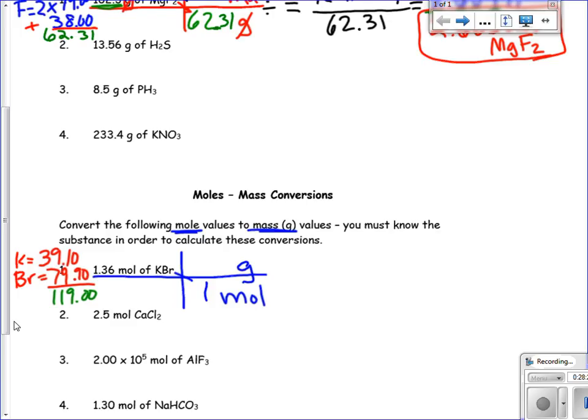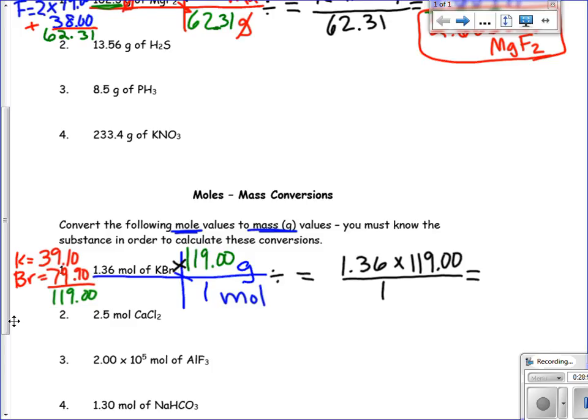So this is going to be 119.00 is my grams. Now once again, remembering how the T-charts work, this is multiply, this is divide. So how this one looks would be 1.36 times 119.00 divided by 1, basically. So you can kind of mentally skip that step once you get in the routine of dividing by 1 in your calculator.